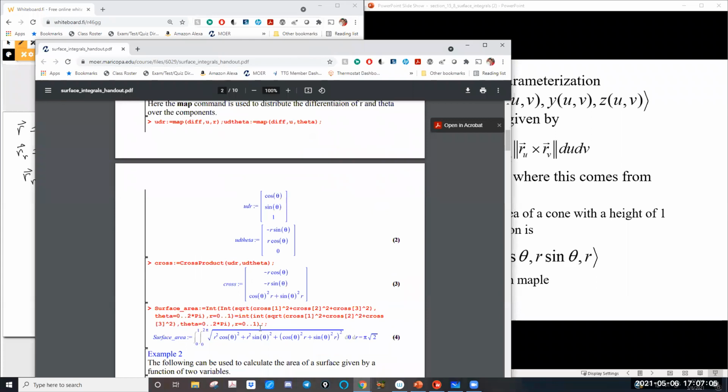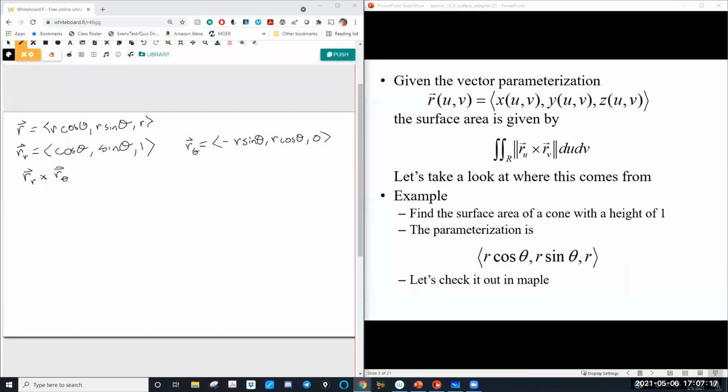to keep from taking too long with the computations. We know how to do cross products. We know how to do double integrals. What I want to focus on is setting them up. So when you do this cross product, you get negative r cosine theta, negative r sine theta, r.